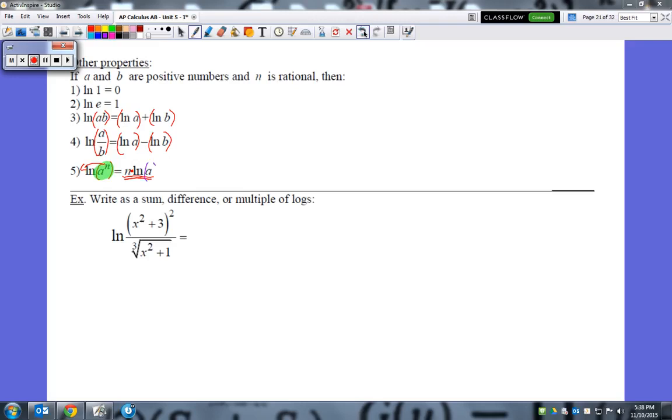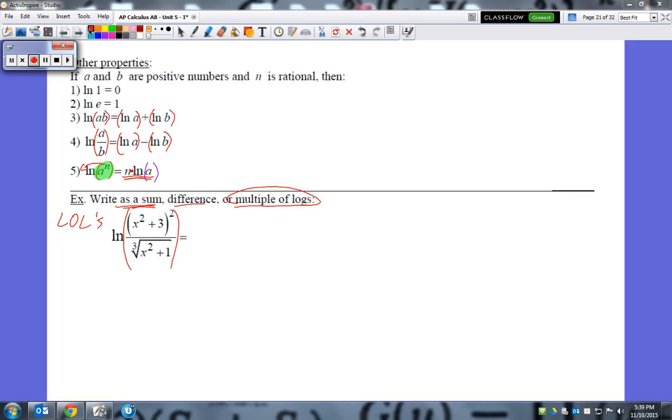It's the natural log of a. Alright, so let's go ahead and see what we remember as far as law of logs, if you will. What we want to do is write as a sum, difference, and multiple of logs. So what I see right now, big picture wise, is the natural log of this huge quotient.